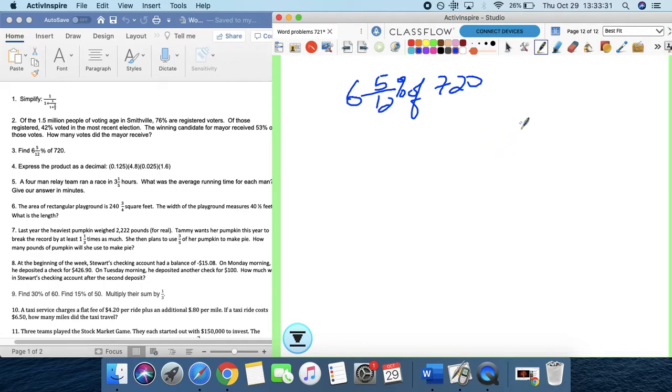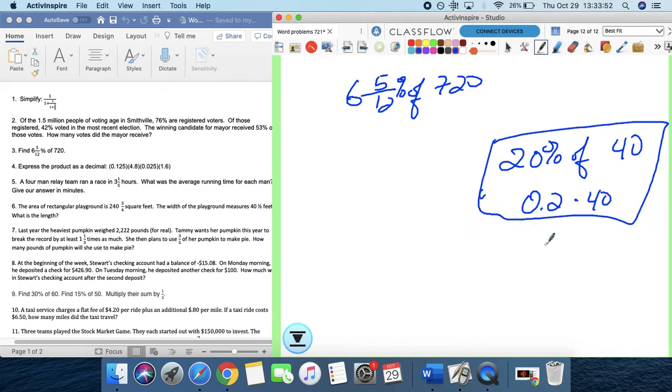So let me give you a different example. So let's say 20% of 40. If I ask you to do 20% of 40, one of the options was to change the percent to a decimal: 20% becomes 0.2, and then you multiply by 40. That's one way of doing it, okay?